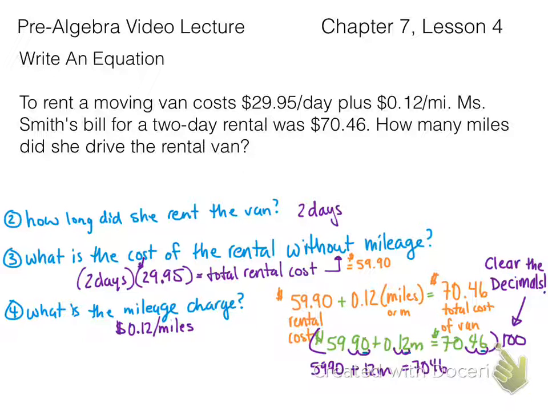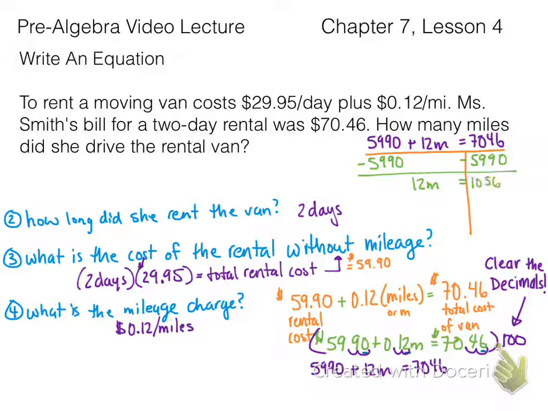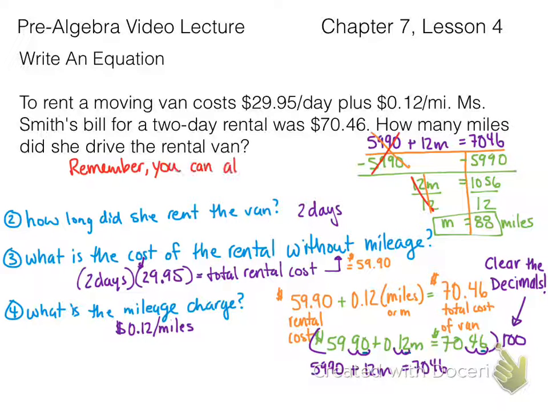Okay, let's go ahead and solve this equation. And we're going to do that with the 2 steps. So here's the problem again. I'm going to subtract 5,990 on both sides, because I'm taking care of low priority things first. And just remember that gets annihilated because it's the opposite. And we're going to divide by 12 on both sides, and the 12s get x'd out. And we're left with M equals 5,056 divided by 12, which is 88 miles. So Mrs. Smith drove this van 88 miles. And again, you could go ahead and check your work.